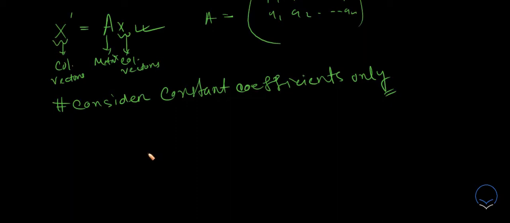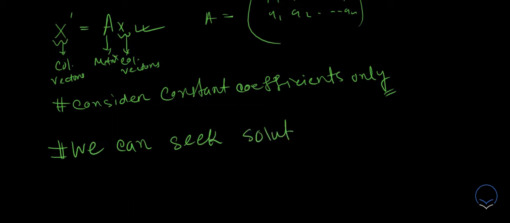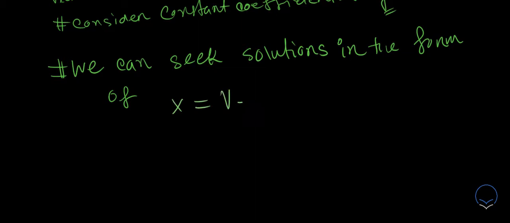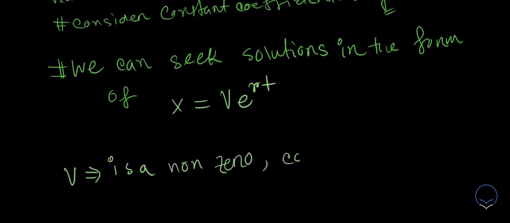So now, since we are considering homogeneous differential equations with constant coefficients, we can make an analogy with the differential equation that we solved before, and we can seek solutions in the form of capital X equals v e to the power rt, where this v is a non-zero constant column vector.